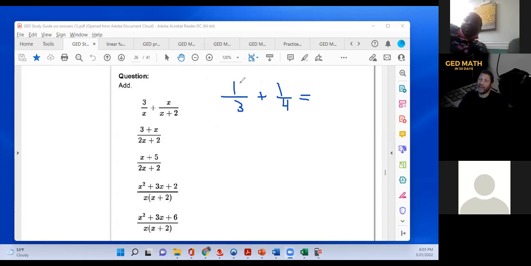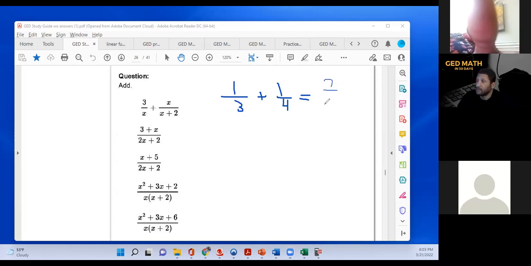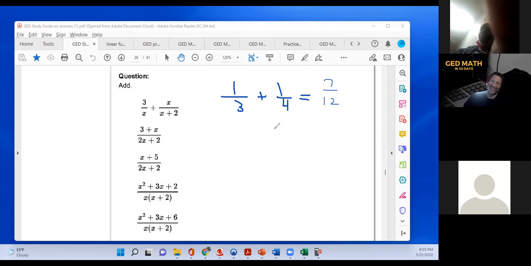So if I asked you what's 1/3 plus 1/4, what's your answer? 7/12. I heard somebody say 7/12. How did you get 7/12? I put it in my calculator. That's all right. How would you do it by hand?